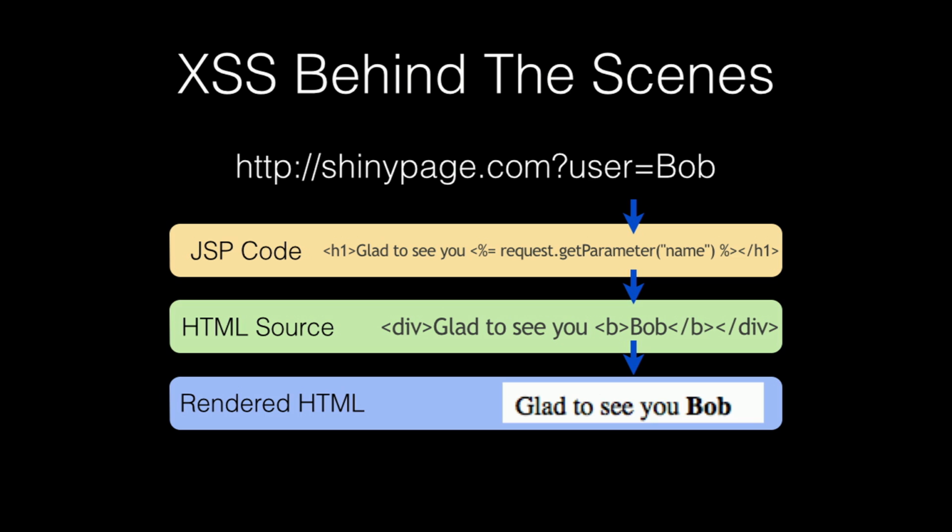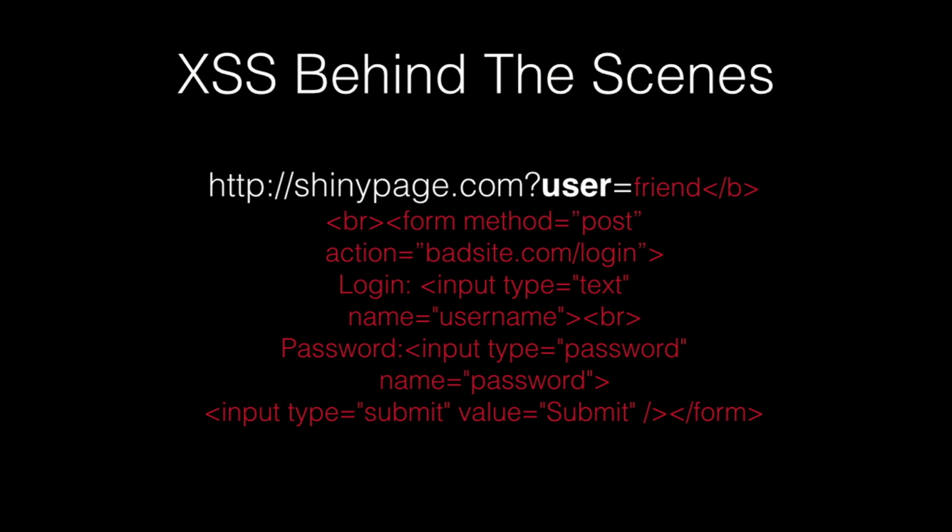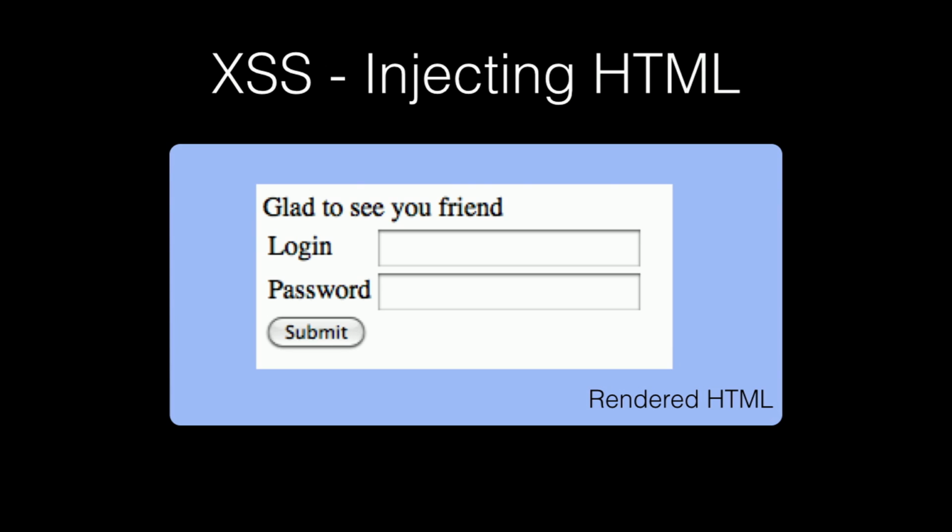This is the correct way we've designed the application. Everything is working great. But what happens if I, as an attacker, enter this? Instead of username equals Bob, I say user equals friend, and then put all this extra HTML. It might be a little tough to read the red on black. That is valid HTML that will turn into this.